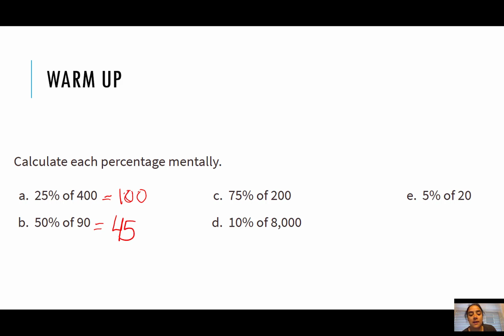75% of 200, that's the same thing as taking 3/4 of 200. We can think about it a couple of different ways. The way I like to think about it is 50% of 200 is 100. So 25% of 200 would be 50. If I know it's split into 4 pieces, 50, 100, 150 would be 75%.